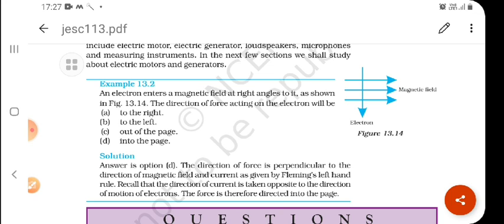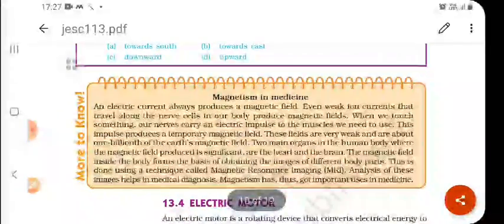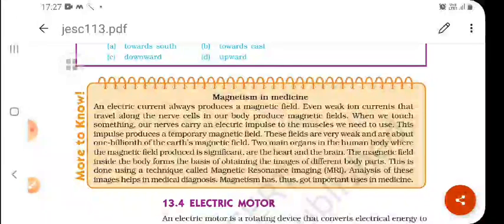So this is Fleming's left hand rule. Electric current always produces a magnetic field. Even weak ion currents that travel around the nerve cells in our body produce a magnetic field. Electric current always produces a magnetic field. So it is a topic, magnetism in medicine.